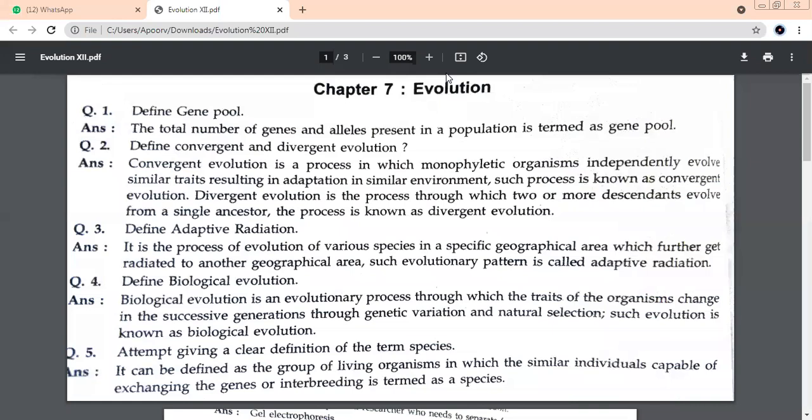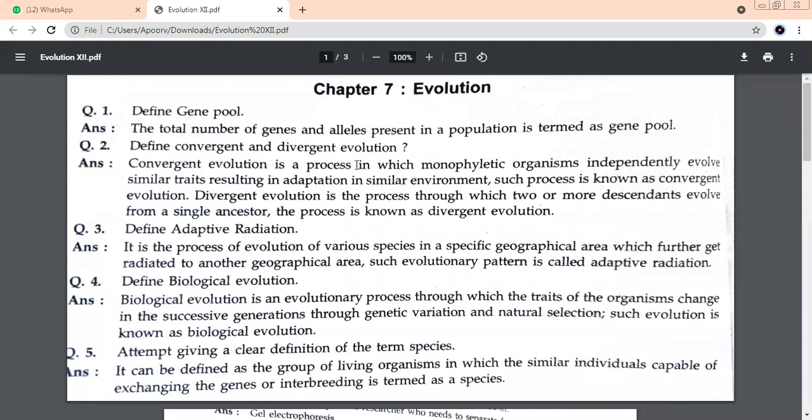Yes. What is the first question? Let's read it. Define gene pool. This is the first one. The total number of genes present in a population is called the gene pool. I had already explained when I did the chapter with you. The total number of genes present in an individual or in a population is termed a gene pool.